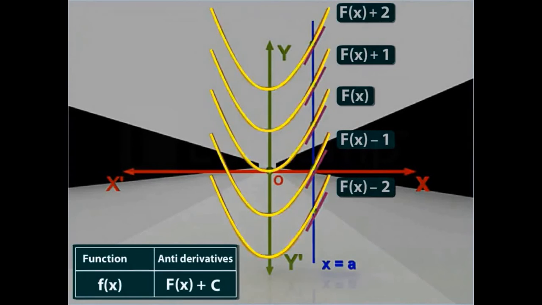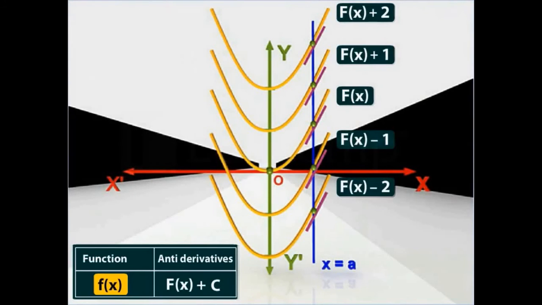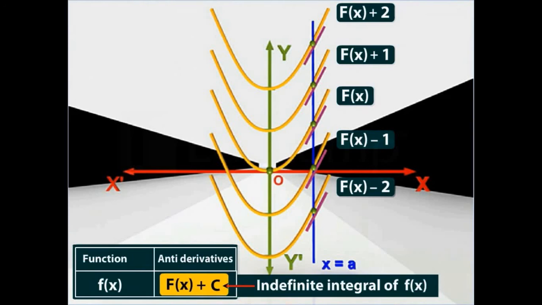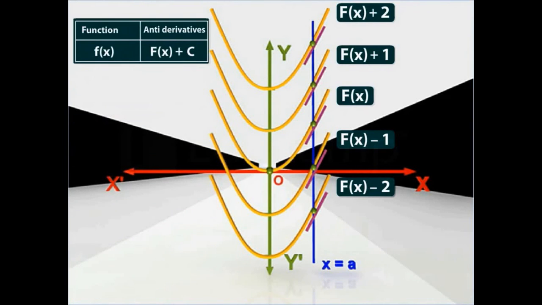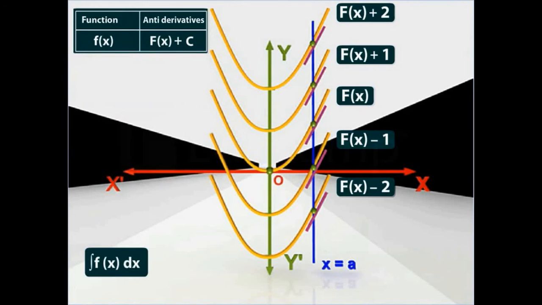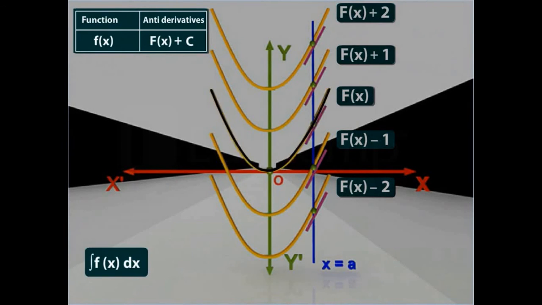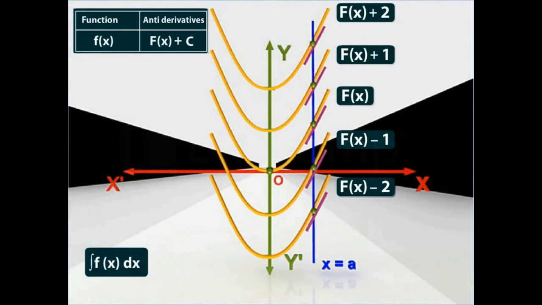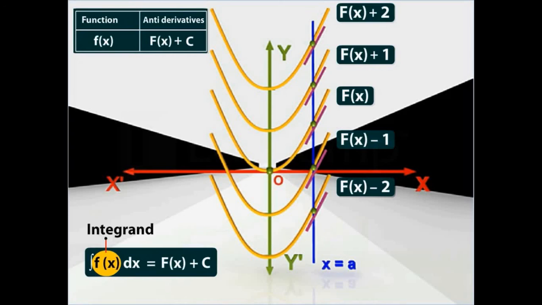The set of all the antiderivatives of f of x is called the indefinite integral of f of x. It is denoted by the following symbol. If capital F of x is the antiderivative of f of x, we write as follows. The function f that is being integrated is called the integrand, and the variable x is called the variable of integration.